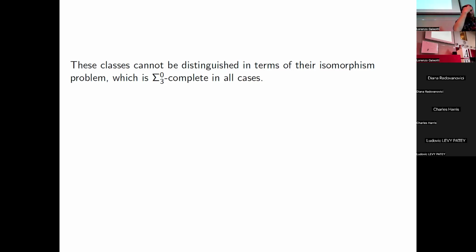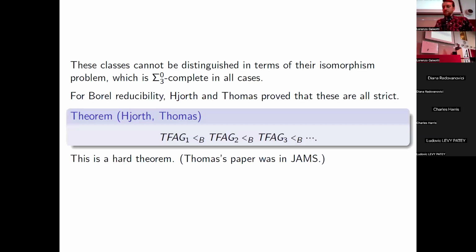Now, this is a good case for saying, like, if you're a computability theorist, why should you think about Borel reducibility and not just about the isomorphism problem? These classes can't be distinguished in terms of their isomorphism problem. No matter what rank you're choosing, it's going to be Σ^0_3 complete. On the other hand, for Borel reducibility, these are all distinct.